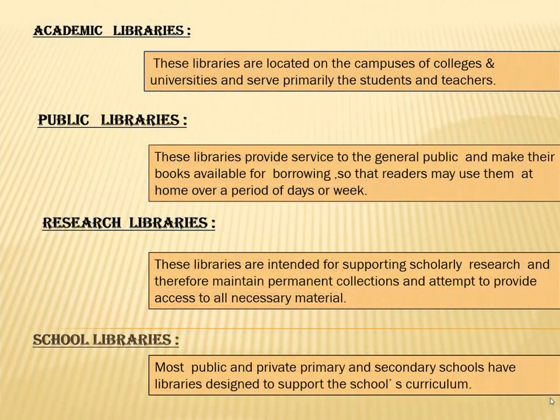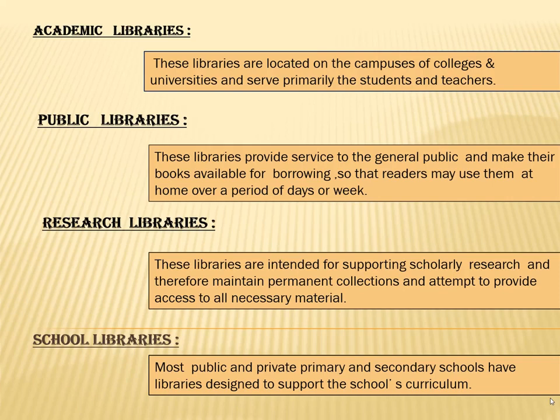Academic libraries. What are academic libraries? These libraries are located on the campuses of colleges and universities and serve primarily the students and their teachers. We have a centralized library in the college, and there are some departments which hold departmental libraries for safely securing their own particular needs and resources useful for their studies.